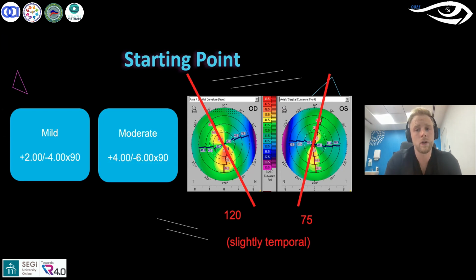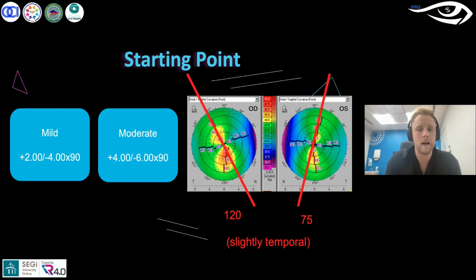From here, you're going to do big sphere adjustments, big cylinder adjustments, and you would be surprised at how accurate this starting point will get you. If you're going to screenshot anything, screenshot this. This is a really, really useful slide to have. And all of our optoms have this up in their clinic room. As I said, use it at 90 or slightly temporal.